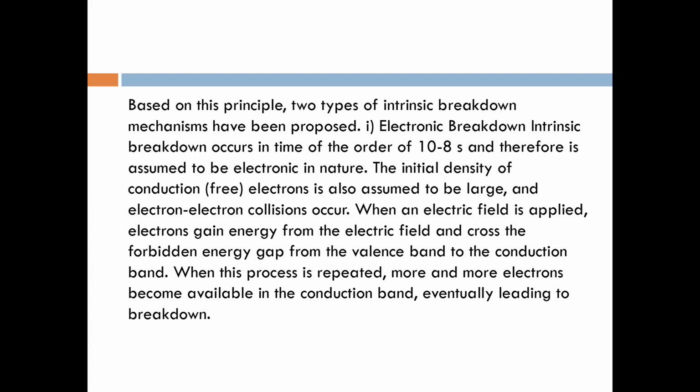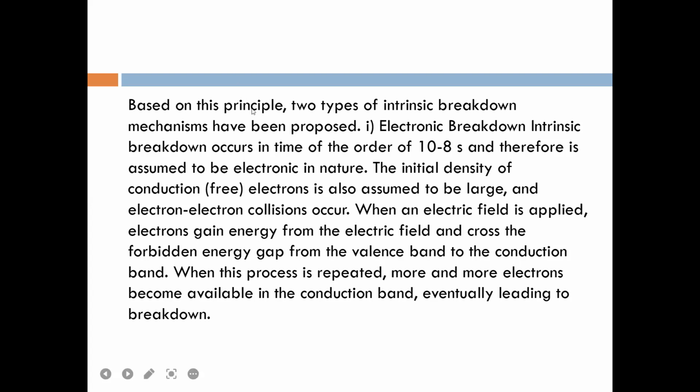The initial density of conduction electrons is also assumed to be large, and electron-electron collision occurs. When an electric field is applied, electrons gain energy from the electric field and cross the energy gap from the valence band to the conduction band. Just as in breakdown in gases, I have shown you the diagram of the valence band and conduction band. When the valence band is converted into the conduction band, you can surely say that breakdown occurs, whether in gases, liquids, or solids.